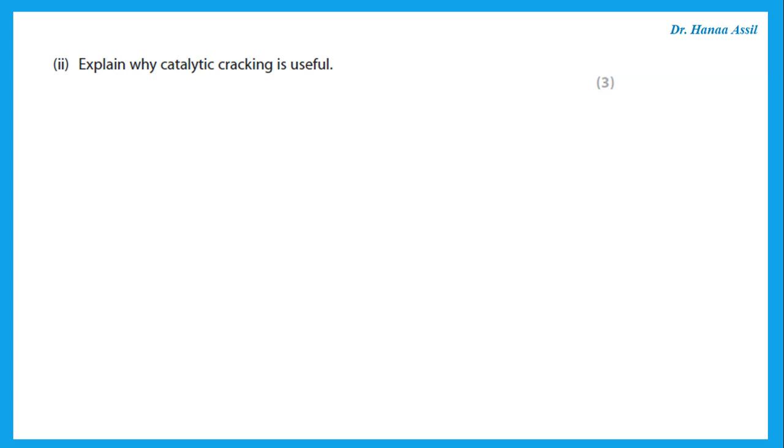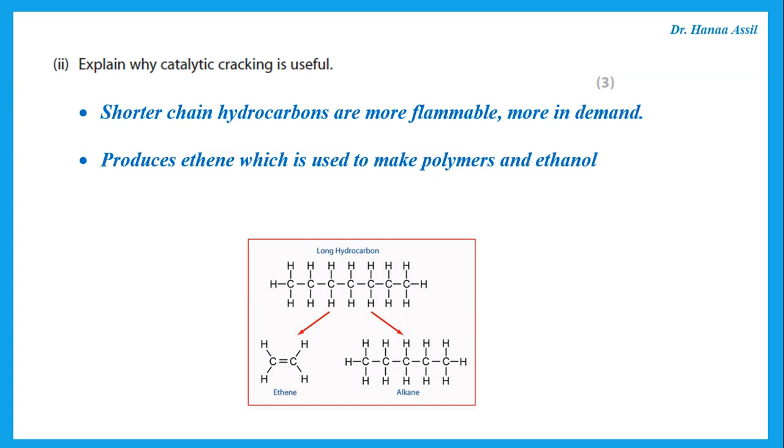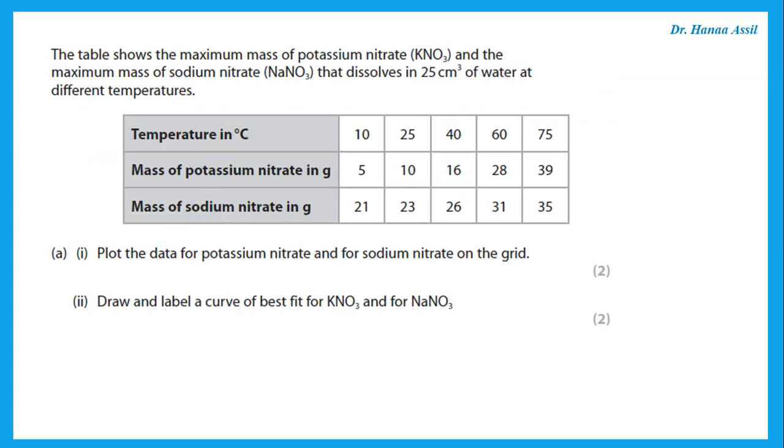Explain why catalytic cracking is useful. Again, why do we need to break down long-chain hydrocarbons into shorter chains? Because shorter chains are more flammable, more in demand. Ethene that is produced will be used to make polymers and ethanol.